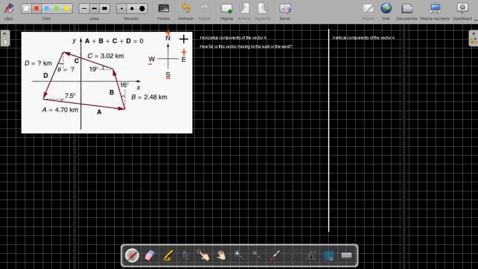Si se mueve para el norte es positivo, si se mueve para el sur negativo. Para este positivo, para oeste negativo. Let's keep in mind that always, okay? Now, how do we calculate the horizontal components of any vector?